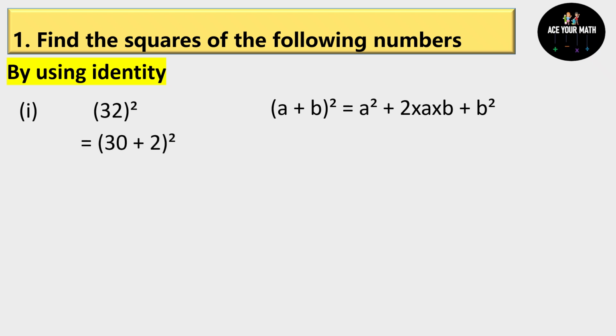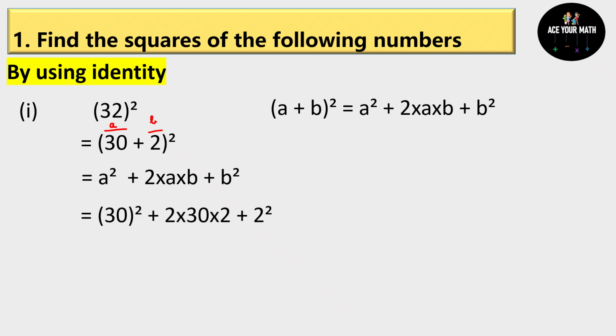Now the question is what is A and what is B here? See, you can take 30 as A. Okay, this is your A and you can take 2 as B. Right. Now after this, you would simply put them in the identity which is given. So what is the identity? A square plus 2ab plus b square. What is A? A is 30. So you will write 30 square plus 2 multiplied by 30 and 2 and plus b square.